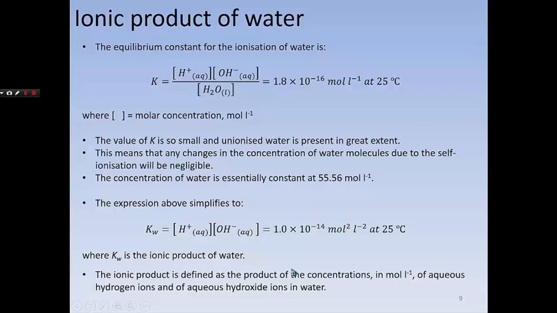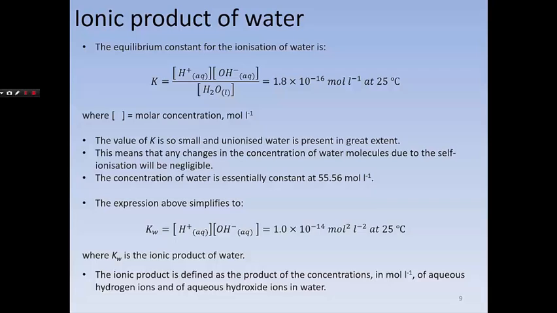The ionic product of water, Kw, equals the molar concentration of hydrogen ions times the molar concentration of hydroxide ions, which equals 10 to the minus 14, a very nice number at 25 degrees Celsius. The subscript W in Kw stands for water.